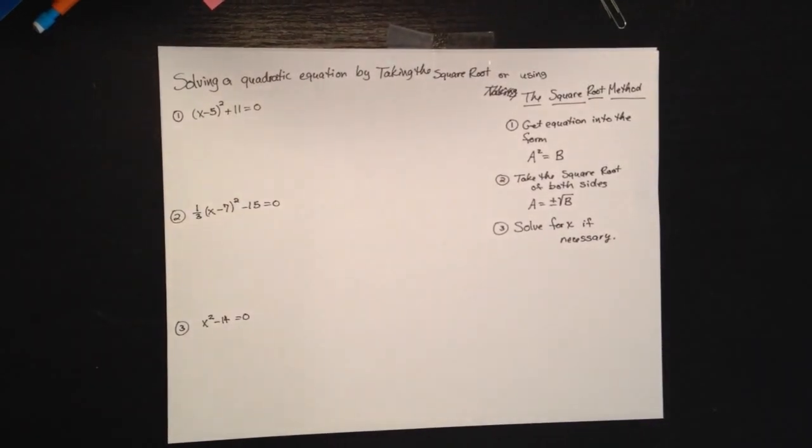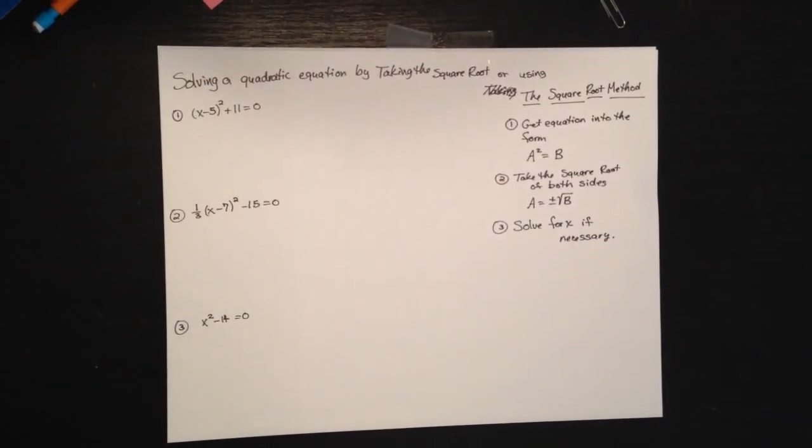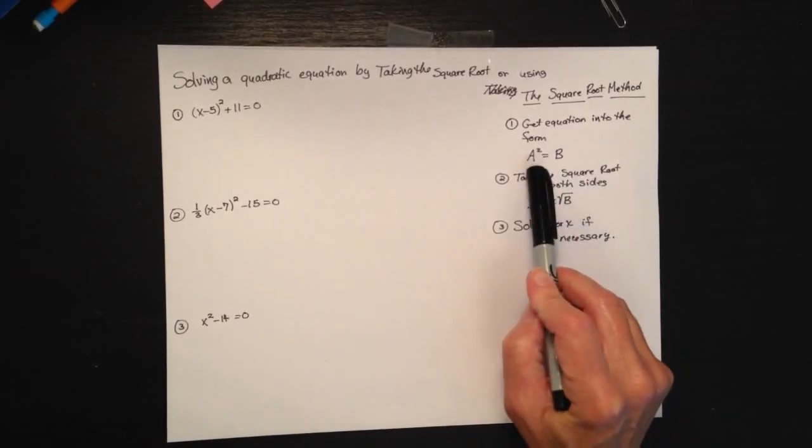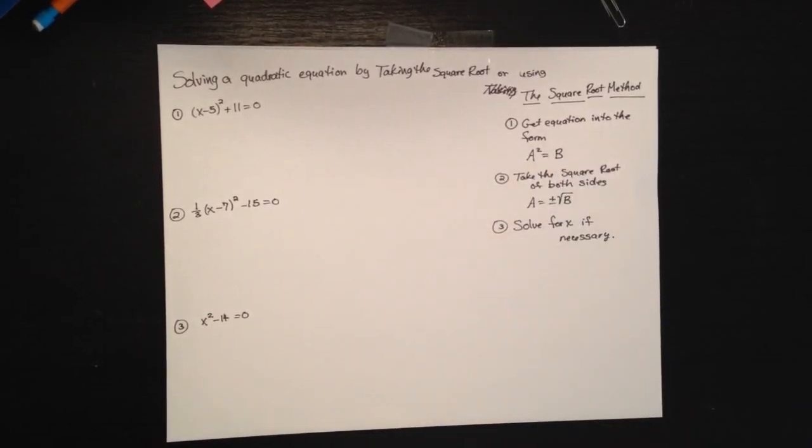This is a video about solving a quadratic equation by taking the square root, or lots of times this is referred to as the square root method. When you're using this type of solving, the first thing you want to do is to get the equation into the form something squared equals something. What I've written down here is a squared equals b. So we'll do that first.